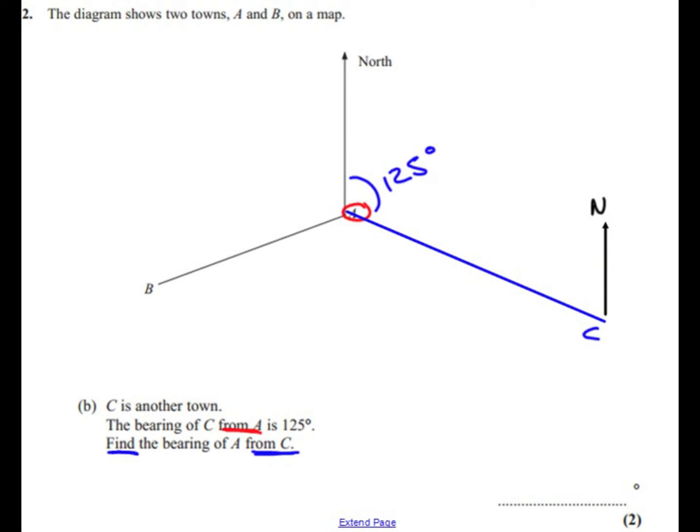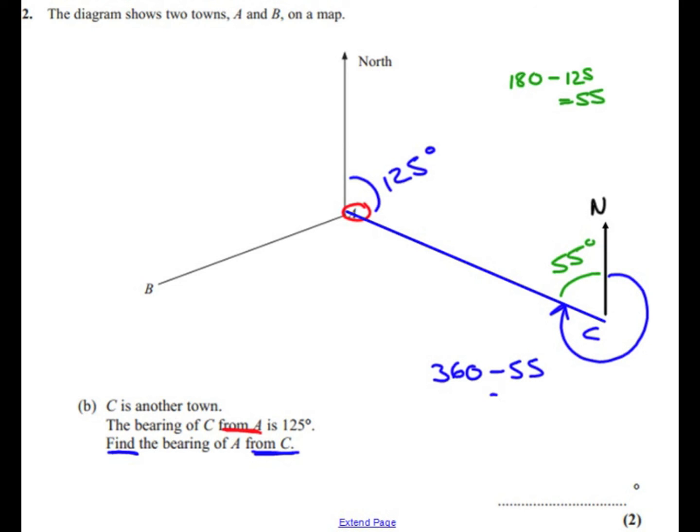Now, before we do that, we know that those two north arrows are parallel. So we can use our parallel line formulae, using the fact that co-interior angles add up to 180 degrees, to show that the green angle there is 55 degrees. That means that the angle from north clockwise, shown in blue here, is going to be 360 minus that 55. That tells us that the bearing of A from C is 305 degrees.